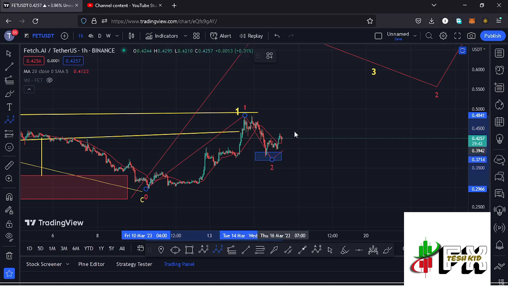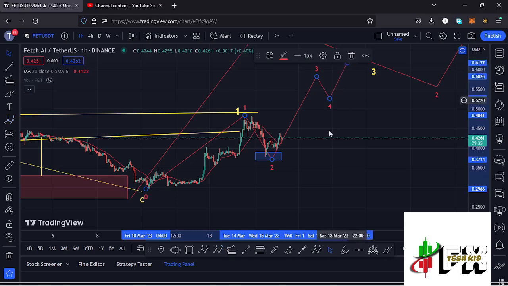And once we fully maximize our target areas to the lower side in the formation of this wave 2, then I'll be expecting another massive run up to the upside in the formation of that wave 3, then expect a wave 4, and then push even higher in the formation of that wave 5.